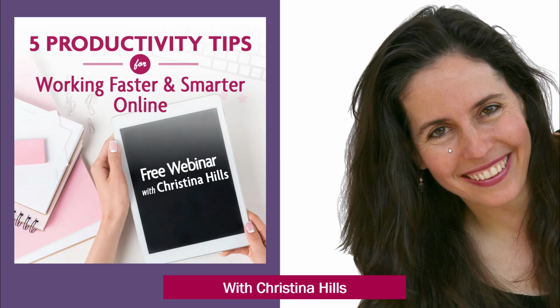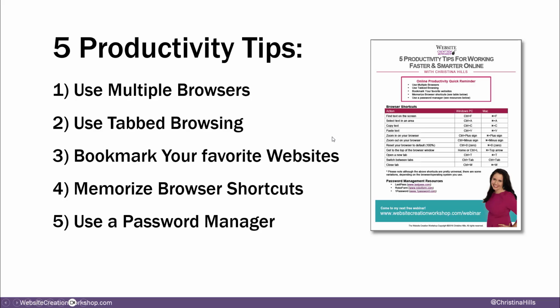Okay, so those are my 5 productivity tips for working faster and smarter online. And let me just step through what I covered. I talked about using multiple browsers. I talked about using tabbed browsing. I talked about bookmarking your favorite websites. And I would say if you had to only pick one, I would start using bookmarking and memorizing some browser shortcuts, and you'll get this cheat sheet, and use a password manager.